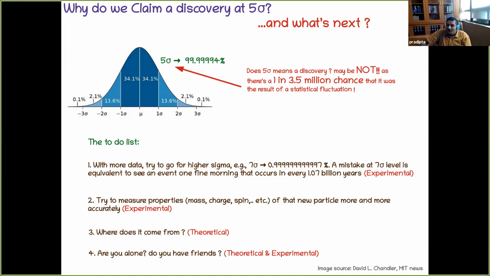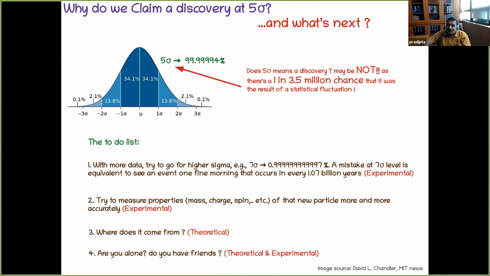So what is the life of an experimentalist when you have a 5 sigma discovery? One, with more data, try to have a better estimation. Reducing the theory uncertainty is the job of the theorist to do the calculation. For example, better understanding of the QCD reduces theoretical uncertainty. Experimentalists will try to reduce the systematic uncertainty and try to go for higher sigma. For example, if you go to 7 sigma, it is actually 99.9999997%.